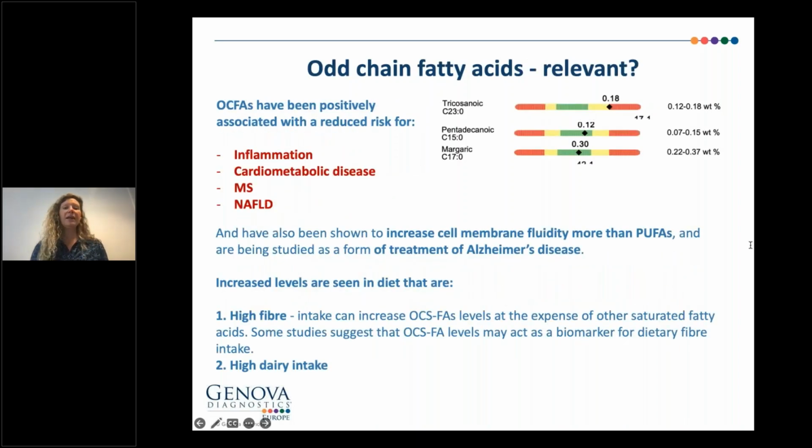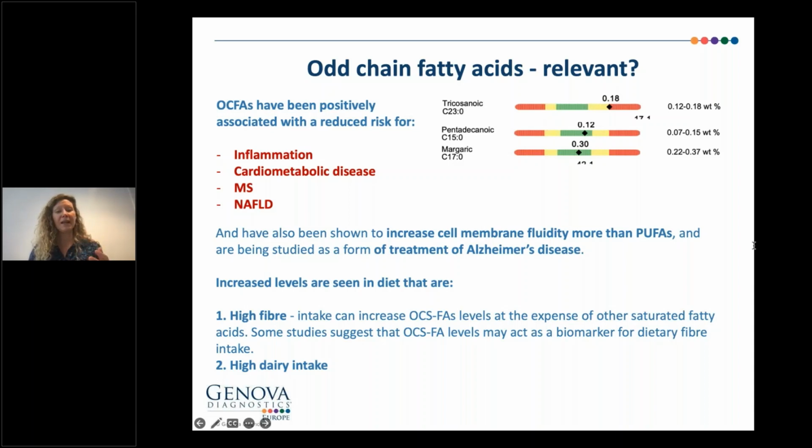And then finally, we have the odd chain fatty acids, which, as you can see, have an odd number of carbon molecules: 23, 15, 17. Now, for years, it has been concluded that odd chain saturated fatty acids were of little significance in human health. However, there is now a realization that they are in fact relevant and important physiologically speaking.